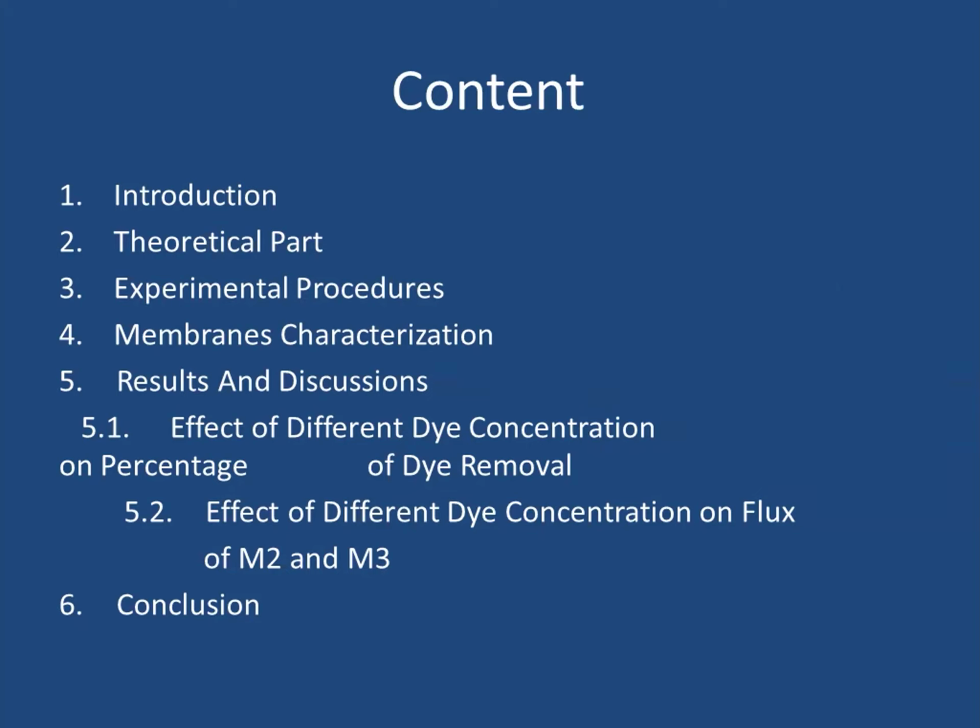Membrane 1 is a polysulfone ultrafiltration membrane. This membrane is unmodified. Membrane 2 is a modified membrane with 0.7% Chitosan. Membrane 3 is also an ultrafiltration membrane with 0.2% Chitosan. And finally, will be our conclusion.